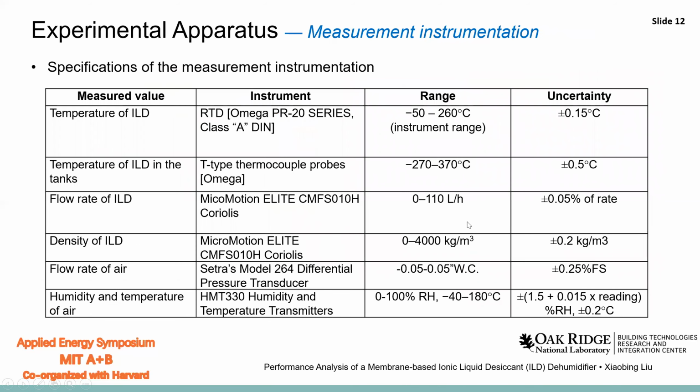This table shows the specifications of the measuring instruments during the test. The measured parameters include the temperature, flow rate, and density of the ionic liquid desiccant, and also the flow rate, relative humidity, and temperature of the air.